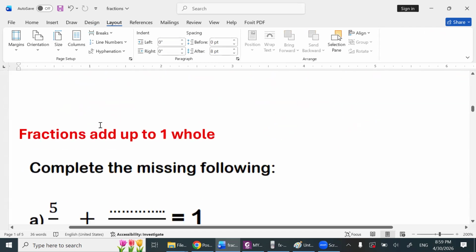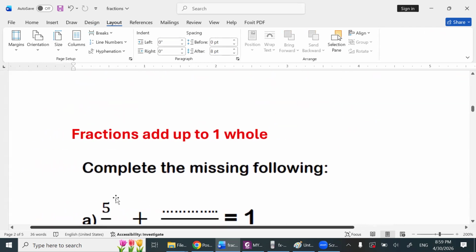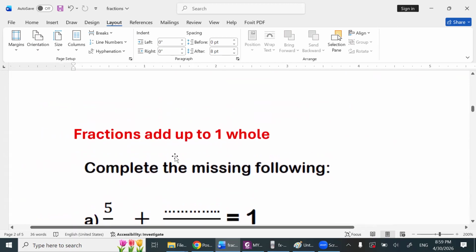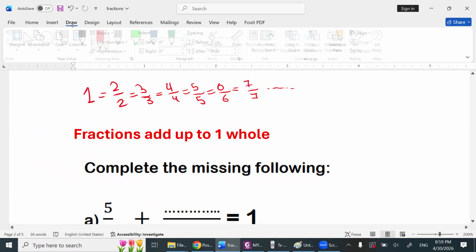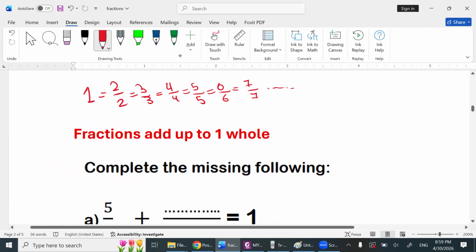The next question: fractions that add up to one whole. 1 can be written as a fraction like that. 1 equals 2 over 2, or 3 over 3, or 4 over 4, or 5 over 5, or 6 over 6, or 7 over 7, and so on. If the numerator equals the denominator, it means one whole.